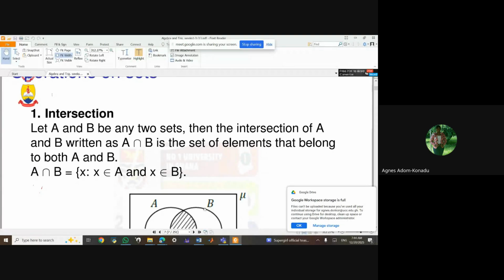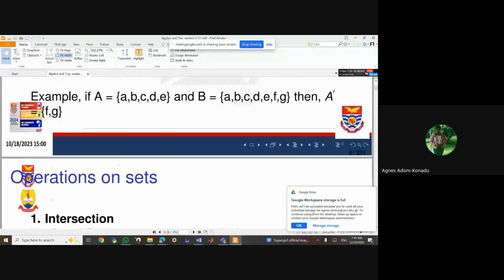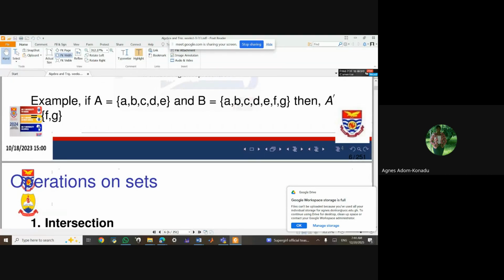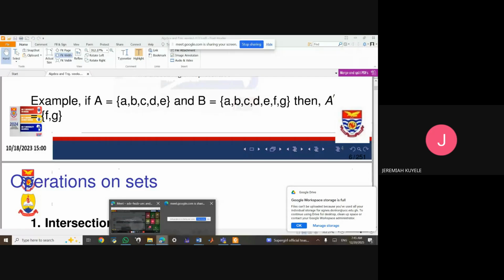Okay. So we are on the operations, and the first thing that we'll talk about is the intersection of a set. Have you heard about the intersection of a set before? Yes, please. Can you tell me something more about the intersection of a set? Okay, madam.